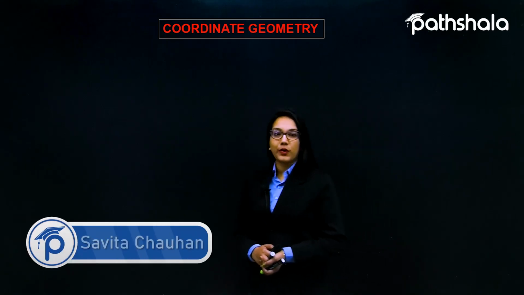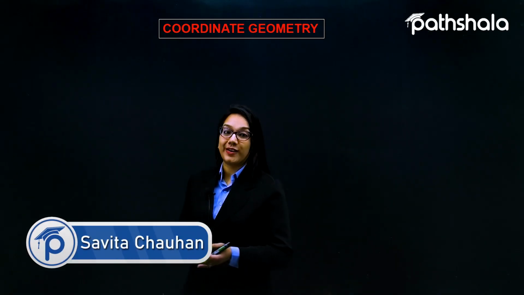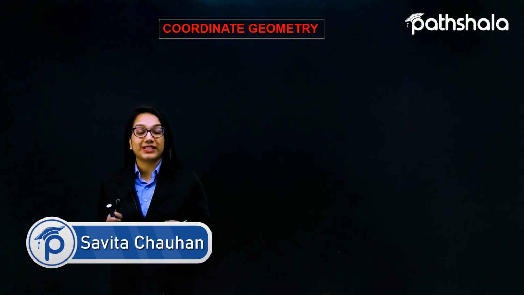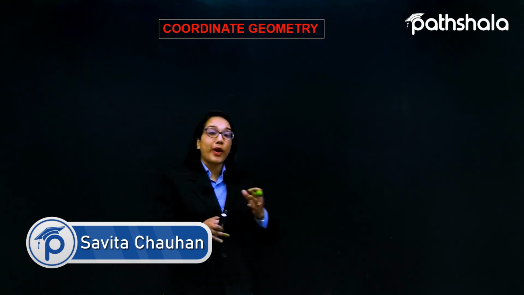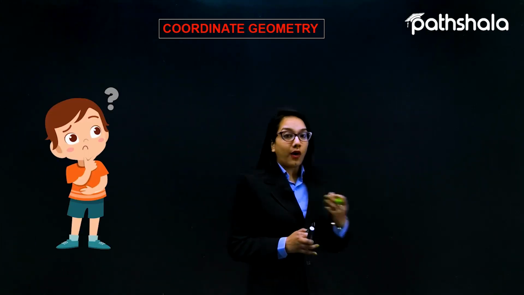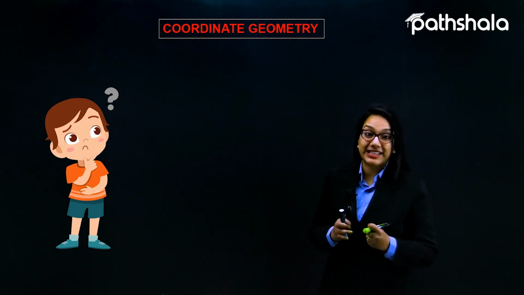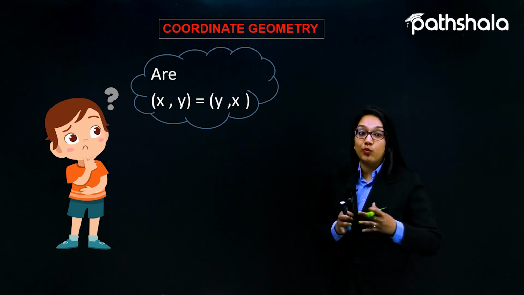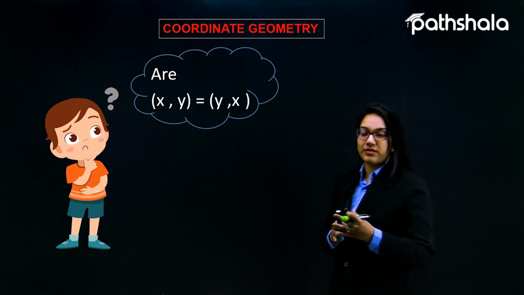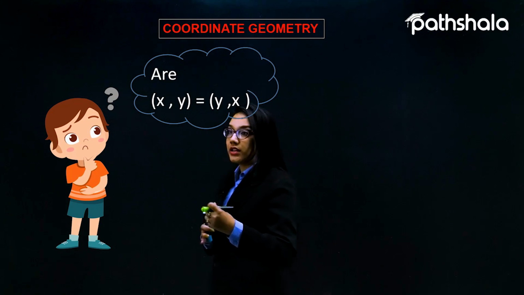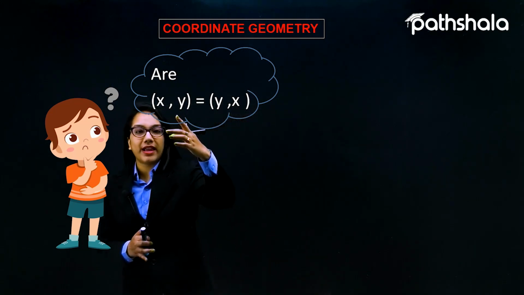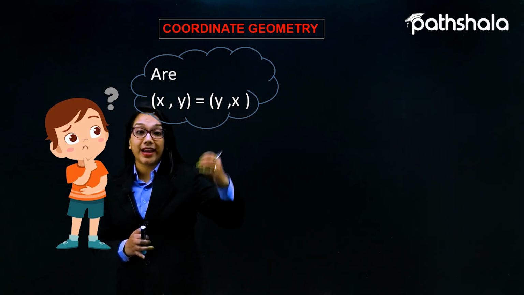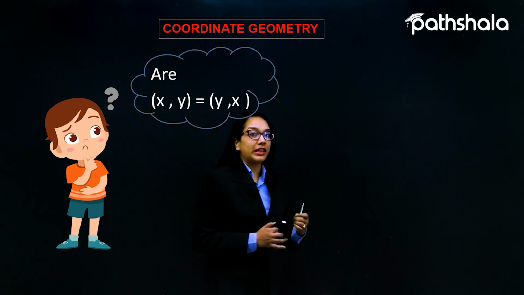We are talking about coordinate geometry and the Cartesian coordinate system and coordinates. There is a question that arises in all our minds. The question is whether or not (x, y) is equal to (y, x). The question is really very interesting: is the coordinate (x, y) equal to (y, x)? The answer is really very easy.